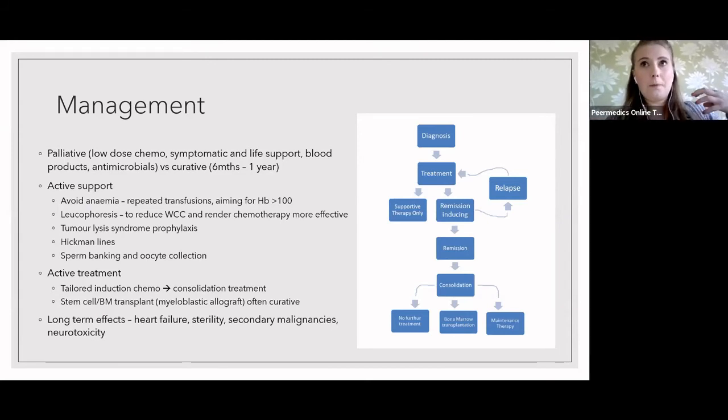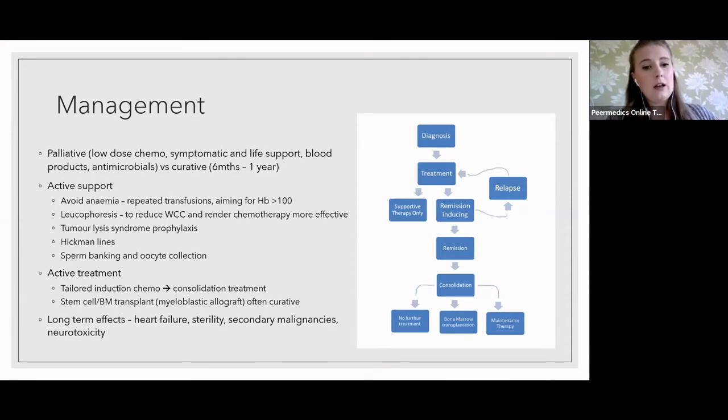Leukapheresis is a procedure that you do if someone's white cell count is really high and they're getting this thing called leukostasis. It can cut the white cell count by up to like 50%, and it renders chemotherapy more effective. Tumor lysis syndrome I go over in the lymphomas presentation, but you want to give prophylaxis for that. So that's stuff like rasburicase, allopurinol, making sure they're really hydrated. Hickman lines, because your access is going to go in and out all the time.